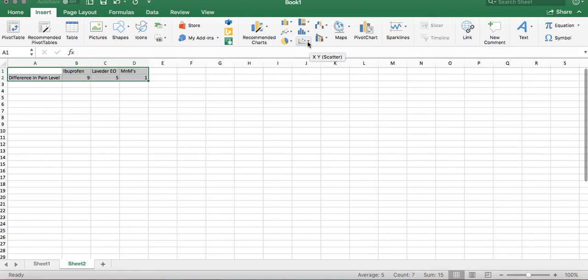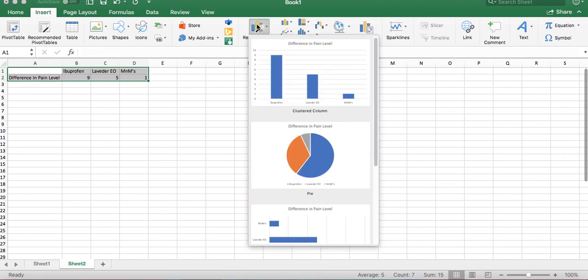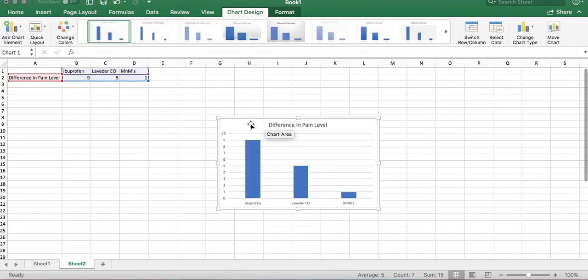This is our scatter as we talked about before. But let's go ahead and make the column that they had right here. So with our different treatment types, we see that ibuprofen, lavender, and M&Ms show up as our different columns, and those are these values right here.